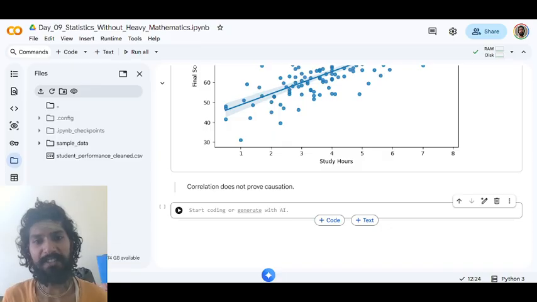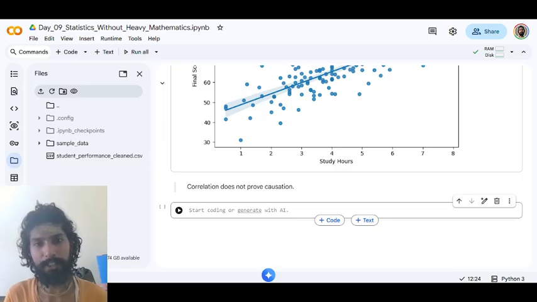Suppose student study hours and final scores have a positive correlation. Can we immediately conclude that additional study hours cause the higher scores? Not necessarily. There may be other explanations. For example, highly motivated students may both study more and attend classes more regularly. Previous knowledge may influence both confidence and study behavior.